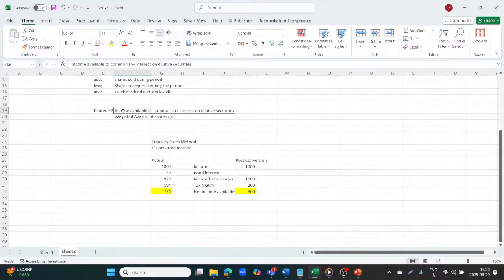So now if you want to say this is your income available to the common shareholders, you add back the interest, that is this 30 is your bond interest and this is before tax. On it if you charge the tax, that is 20% on 30 will be 6, so 24 will be added back over here to income available to shareholders, because that is also after tax. And you will divide it by the number of shares outstanding. Then you will get diluted EPS. Okay, in this way you need to do the calculations.